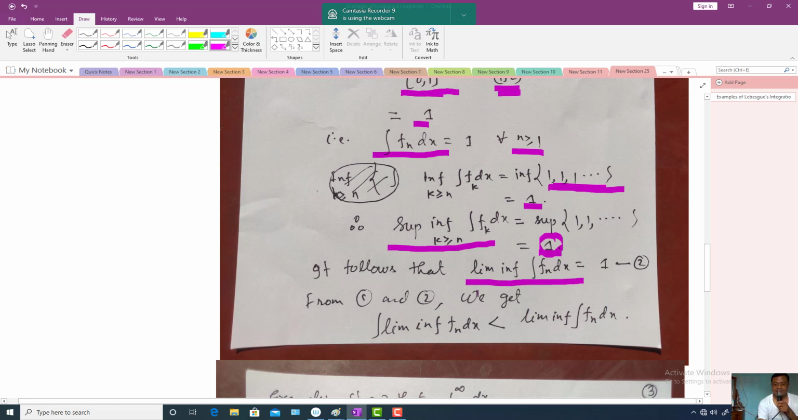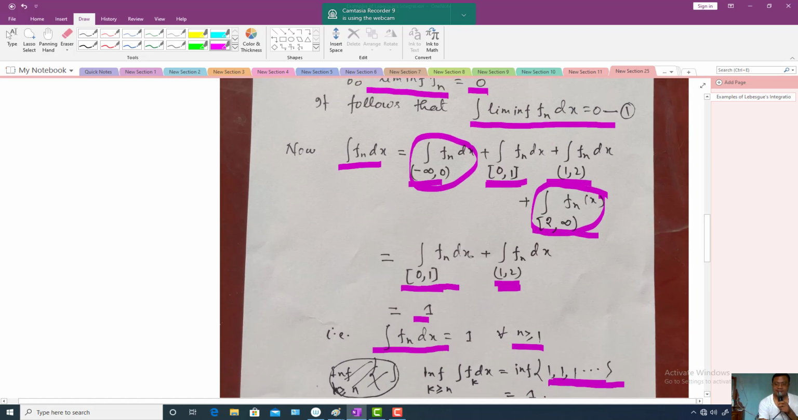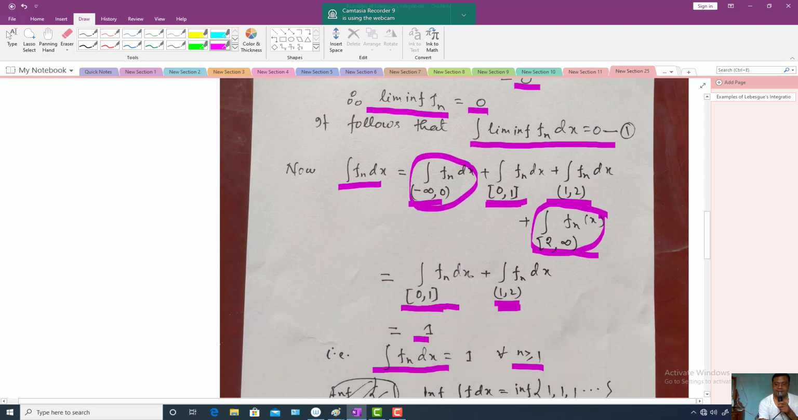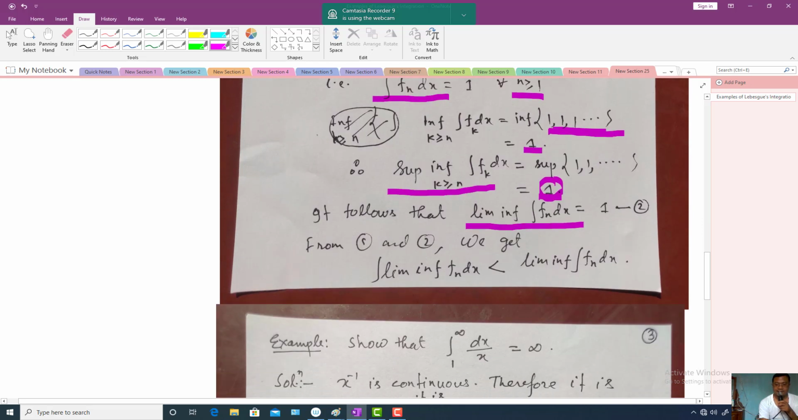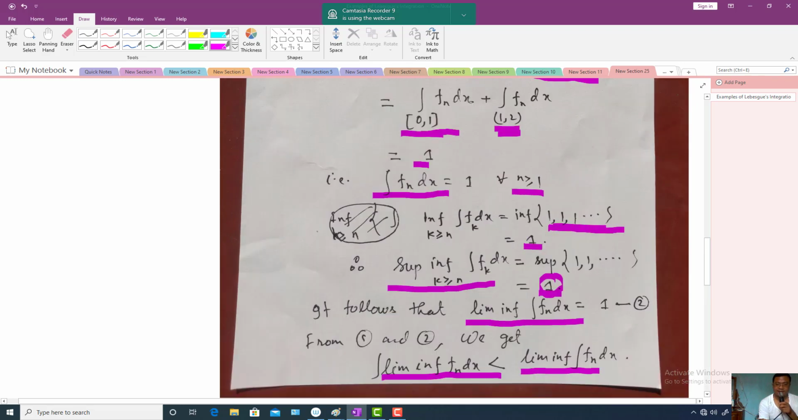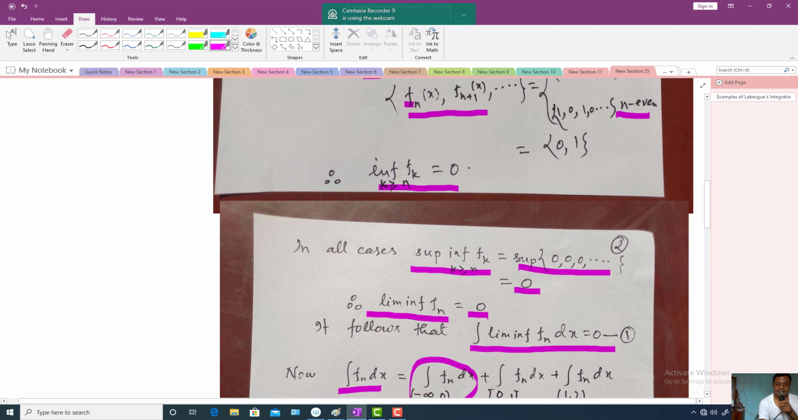Okay. So then you see, compare equation 1 and 2. Equation 1 says it is 0. Equation 2 says it is 1. So there is a strict inequality. That means the integral of liminf fn dx is strictly less than the liminf of the integral of fn dx. So this is an example which supports the strict inequality of Fatou's lemma. This is a very important example. Similarly you can look for similar examples.